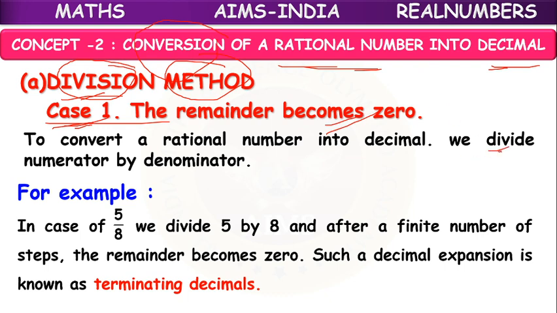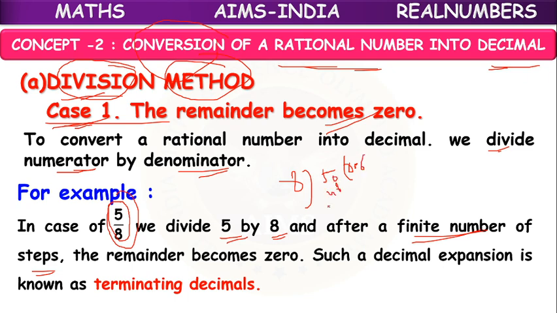Rational number means we will divide the numerator by the denominator. Suppose, for example, we have 5 by 8, we divide 5 by 8. After a finite number of steps, we are dividing 5 with 8. It is less than 8, so we can keep 0 point. We can take 0 here. 8 6 times 48, 2 is remaining. Already the point is there.